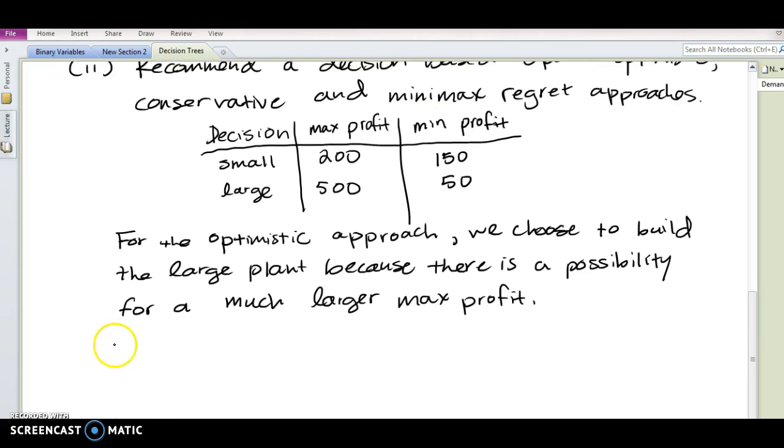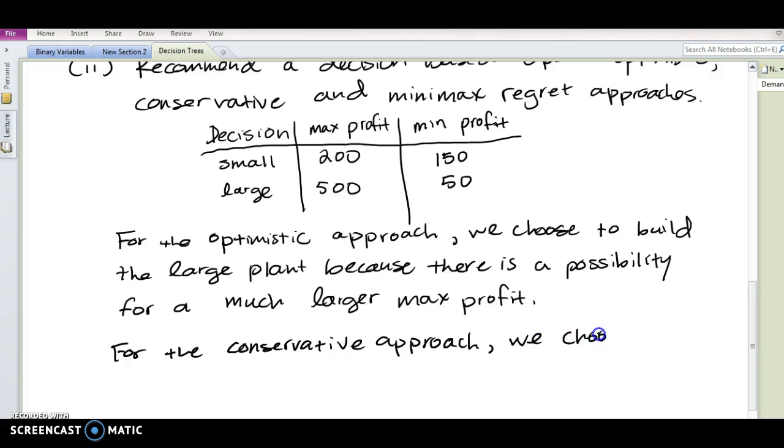So for the conservative approach, we choose to build a small plant because the min profit is much larger.